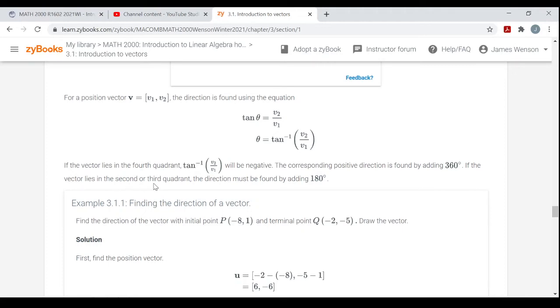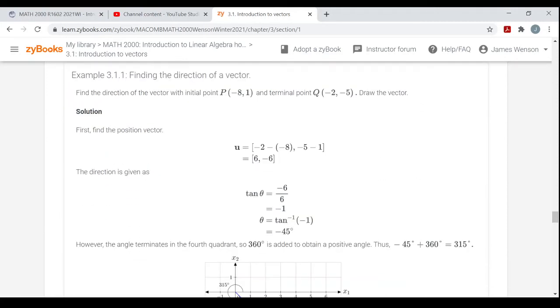If the vector lies in the second or third quadrant in standard position, then you must add 180 because, again, this inverse tangent won't give you an angle measure from the positive x-axis that ends in the second or third quadrant. You'll have to add 180 if it's in quadrant 2 or 3. All right, so I'll actually go through the example they have here on paper.